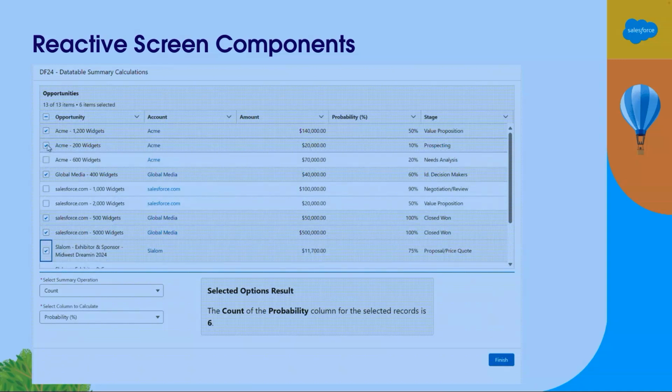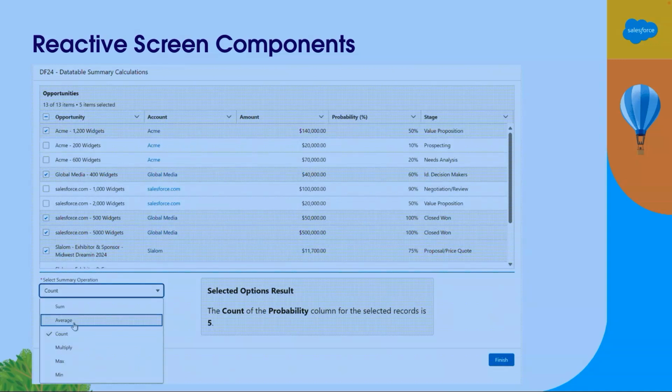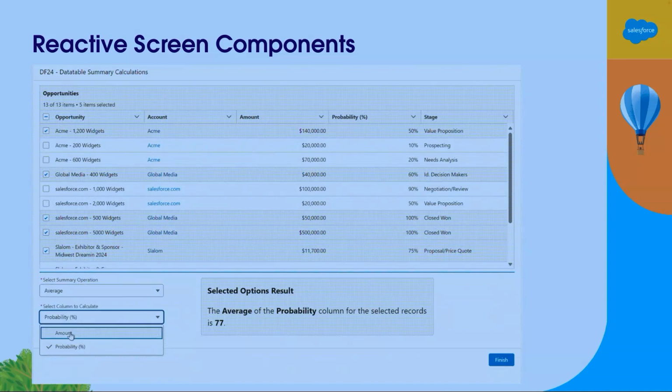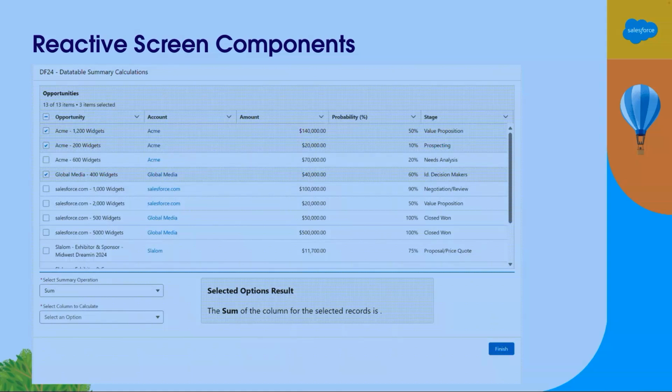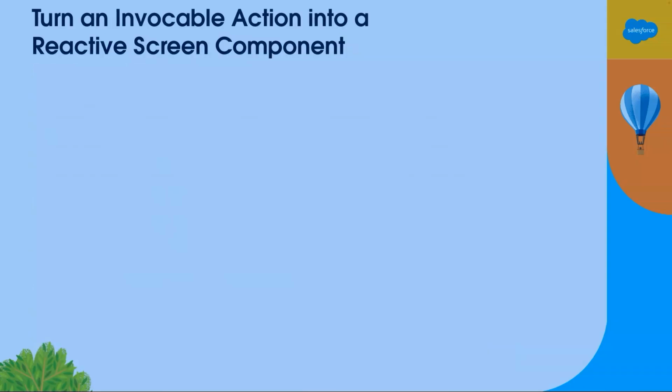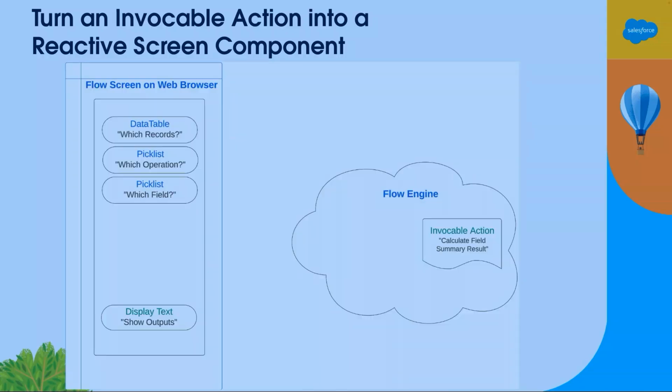So every time they change any of these inputs on the screen, we react to it. The display text component gives us our answer. It's an average, it's a sum, it's a count, it's these records, it's those records, it's this field, it's that field. It's always reacting and updating that information while the user is interacting with your flow. So how do we do that? How do we turn that invocable action into a reactive screen component?